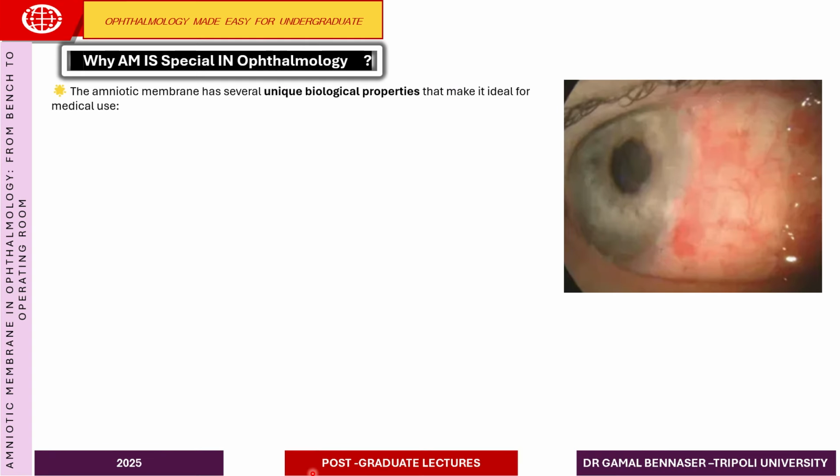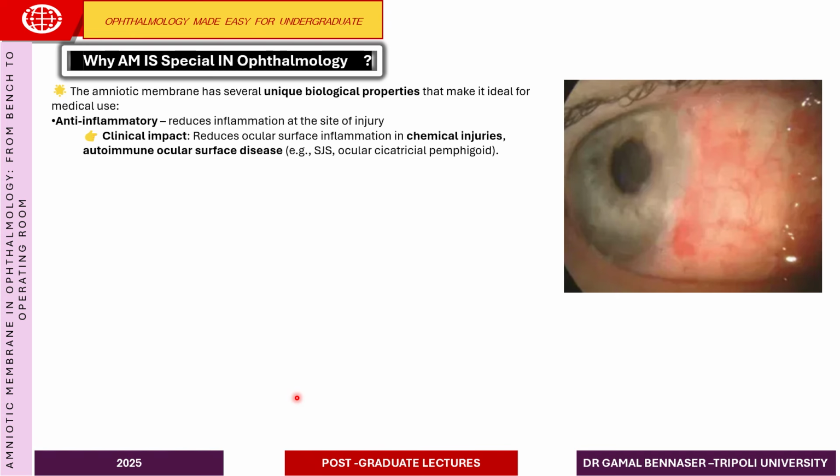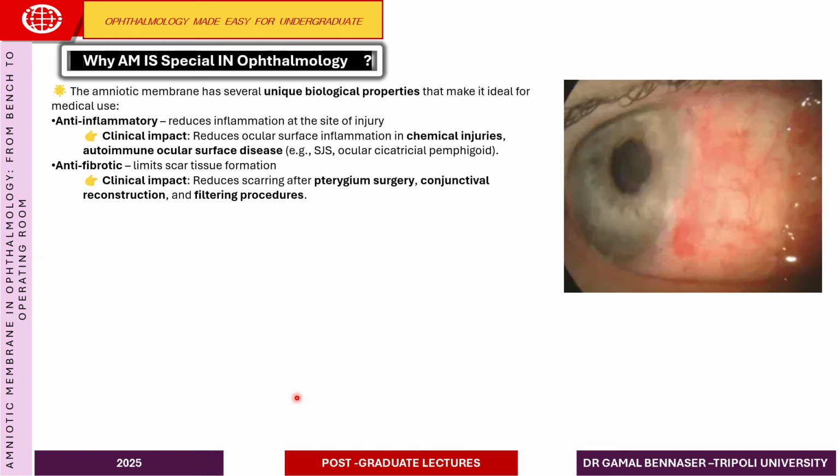Now, after knowing the anatomy and the main biologically active substances present in the amniotic membrane, we can classify the role of an amniotic membrane as follows. It has an anti-inflammatory function that's important in chemical injuries and autoimmune diseases. Also, it has an anti-fibrotic role that prevents fibrosis, especially after operations like pterygium surgery, glaucoma surgery, conjunctival reconstructions, or following any malignancy of the conjunctiva.